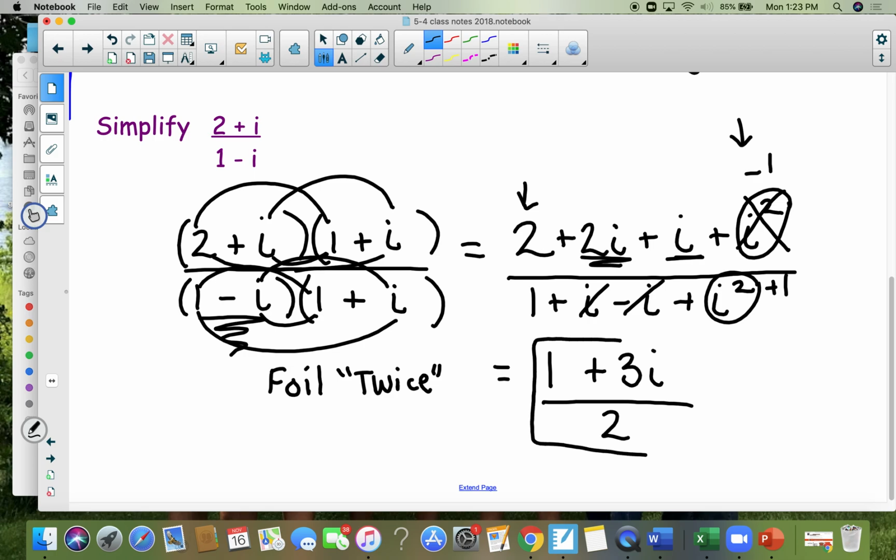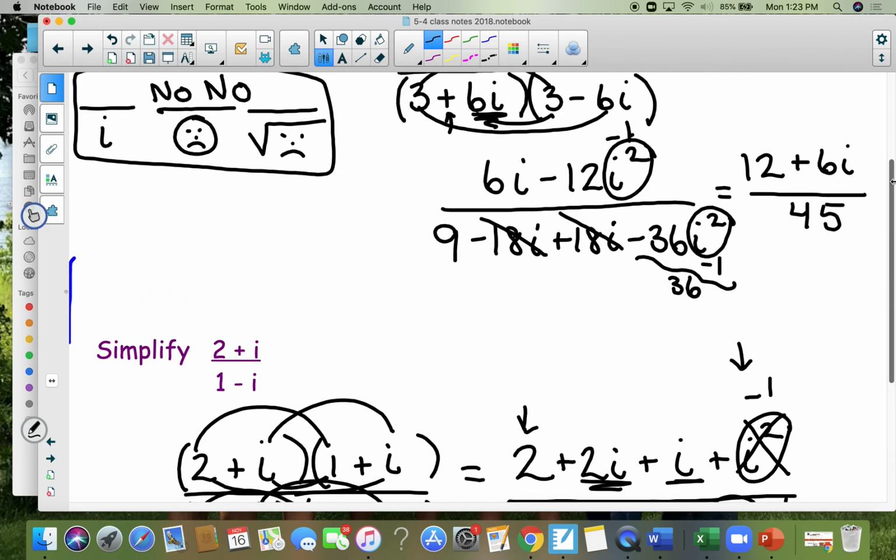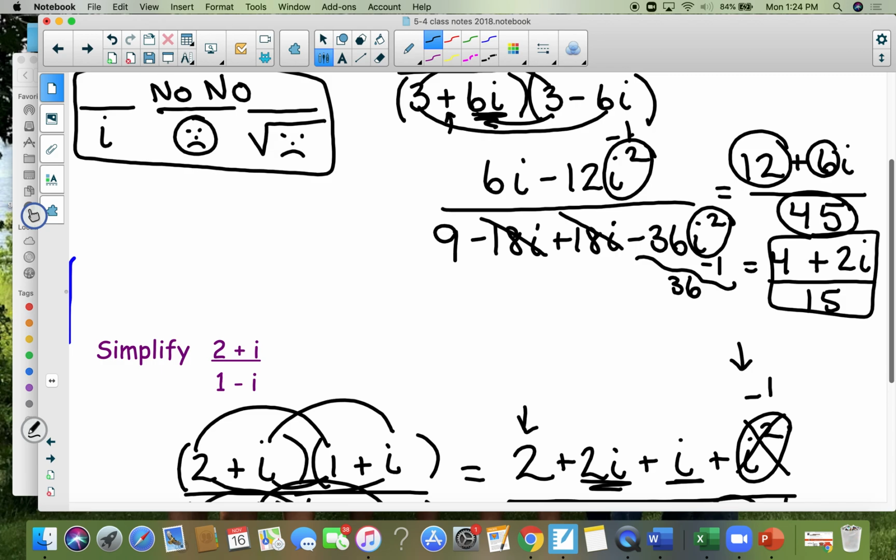As you can see, I got rid of the imaginary part in the denominator. Now it's 2, and you can have 2. In the previous problem, I have 45, and as long as they all have something in common with each other, the 12 and the 6 and the 45 all have a 3 in common. 3 goes into 12 4 times, 3 goes into 6 2 times, and 3 goes into 45 15. You could simplify it, but that's how you divide imaginary numbers.